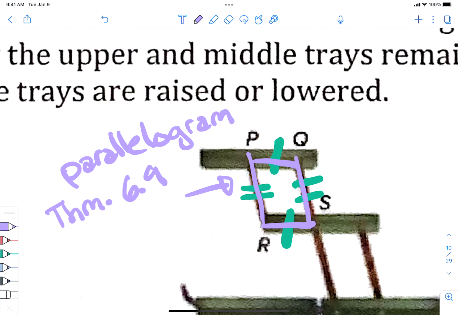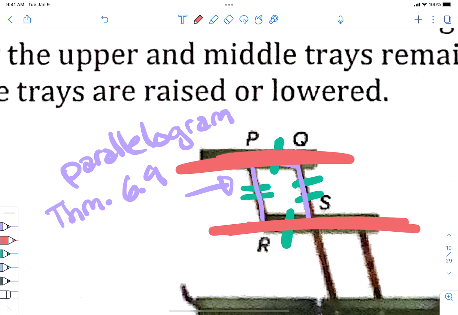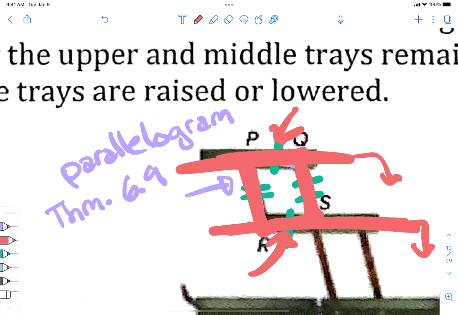So if that's a parallelogram, is this top tray going to be parallel to that bottom tray? Yeah, because this top side of this parallelogram has to be parallel to the bottom side. So it doesn't matter if this is lowered a little ways, right? The fact that this makes a parallelogram is always going to make this tray parallel to this one.